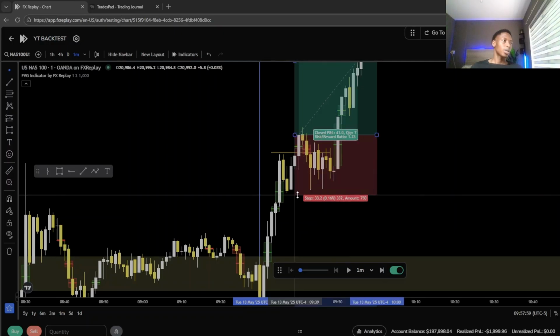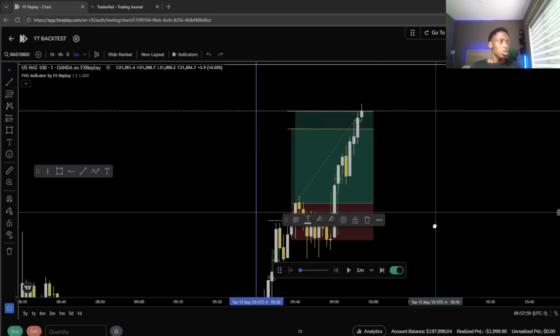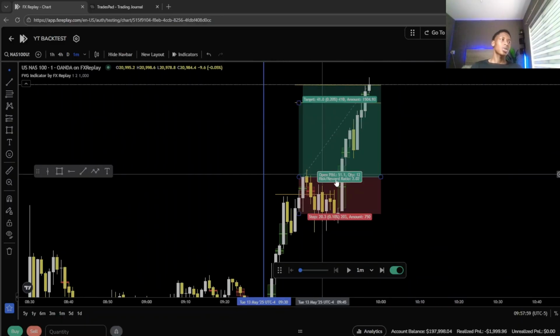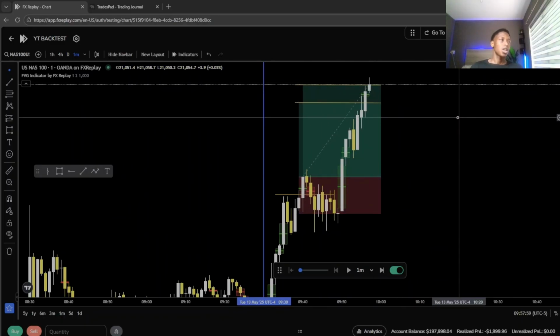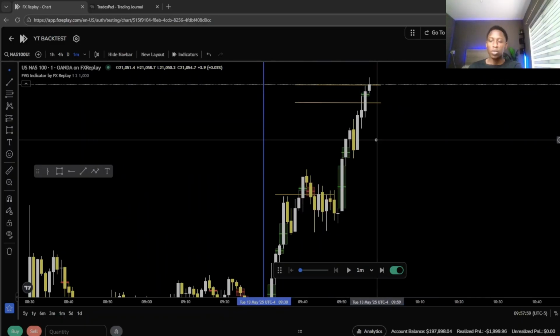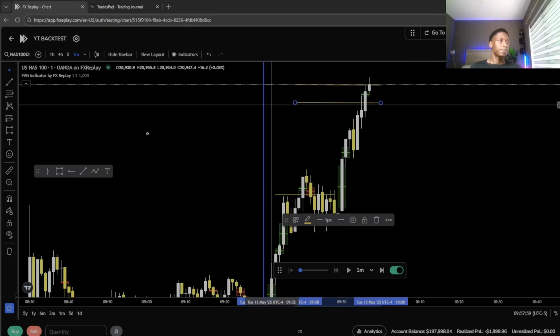So the stop loss could have been a little bit bigger, but to be honest, this was a smart trade. It is what it is. We have to take this one as a technical loss. We did follow our trading plan, right? So let's move over to the next trade, right?